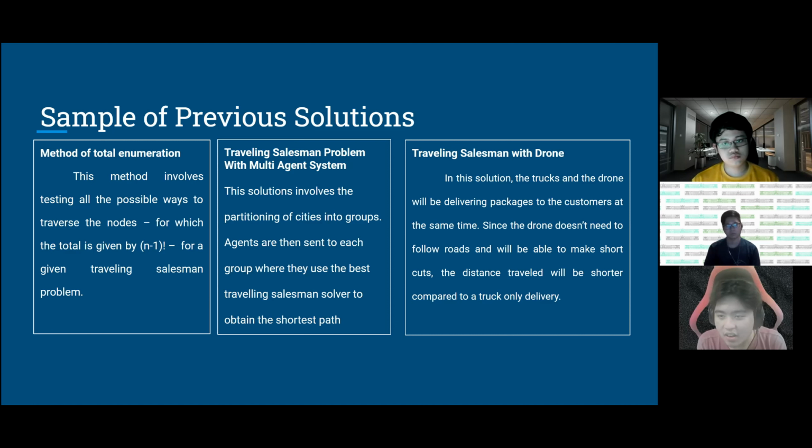And finally, the traveling salesman with drone. In this example, there is a truck and a drone delivering things together. The drone goes away from the truck and goes to the alternative routes, while the truck just delivers to one location.